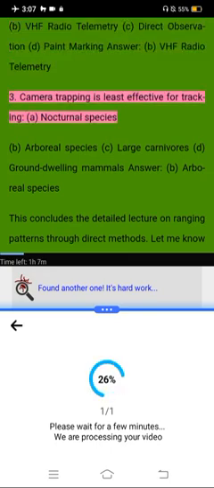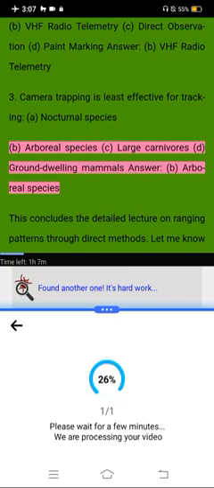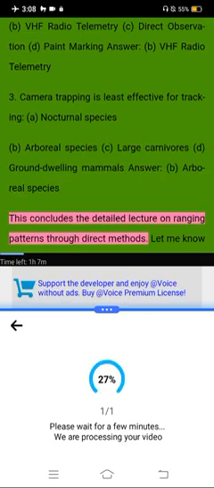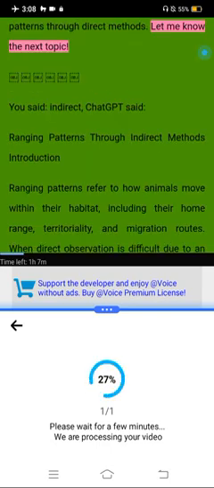3. Camera trapping is least effective for tracking which of the following? A. Nocturnal species. B. Arboreal species. C. Large carnivores. D. Ground-dwelling mammals. Answer: B. Arboreal species. This concludes the detailed lecture on ranging patterns through direct methods. Let me know the next topic.